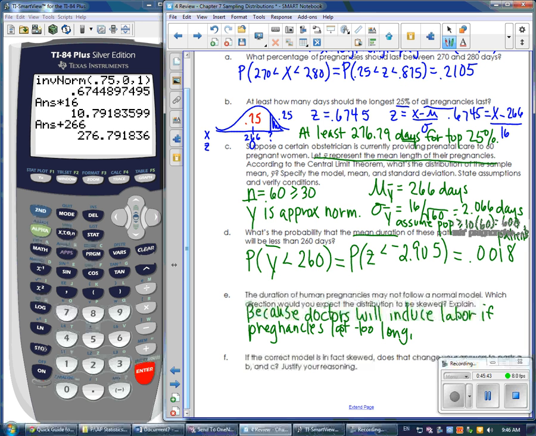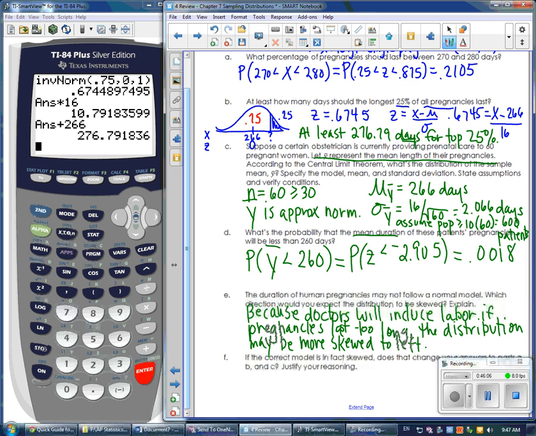The distribution I would expect to be actually skewed to the left. And that again would account for the premature births.